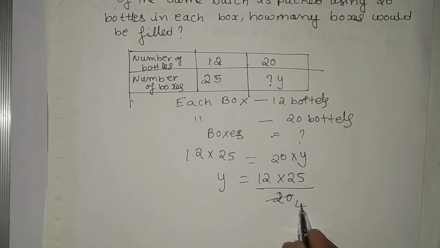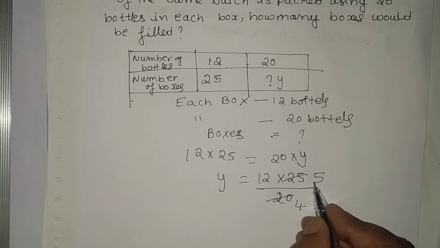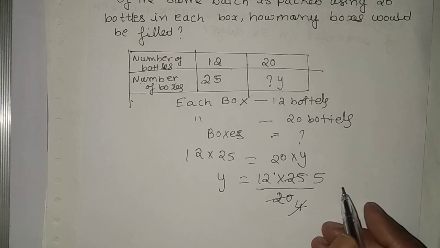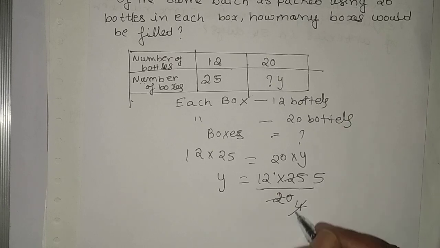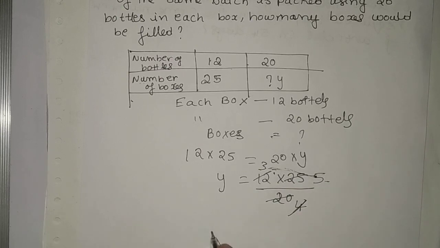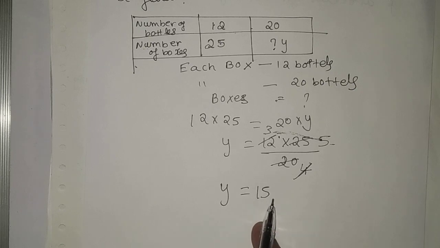So this one, 4 fives are 20, 4 ones are 4. 12, this is 4, 4 threes are 12. So 3 into 5 is 15. Y is equal to 15. Therefore 15 boxes contain 20 bottles each.